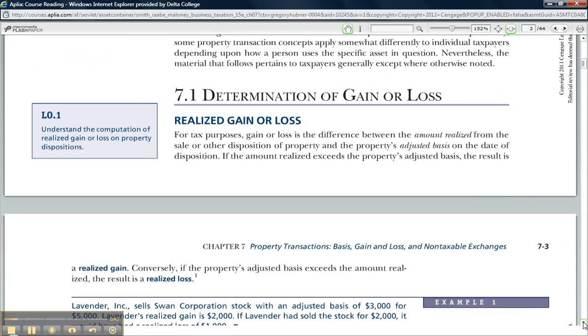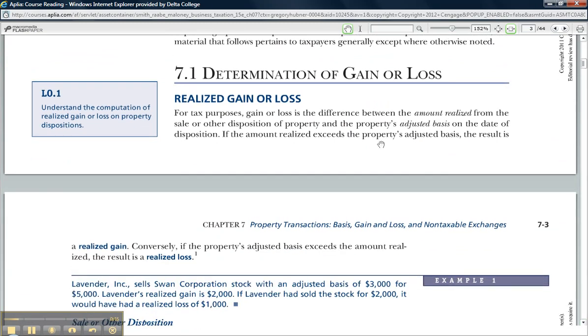This section talks about how to compute the realized gain or loss. This term realized just means that an event has occurred between two parties where property has changed hands, and the seller in that kind of situation is going to have a realized gain or loss in every sense. In a few minutes, you'll see down in the next learning objective how realized is contrasted with recognized. Recognized means you actually have to put the gain or loss on your tax return, and it affects your taxable income. Not every realized gain or loss is recognized.